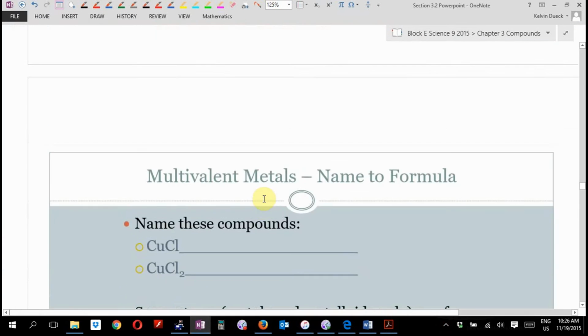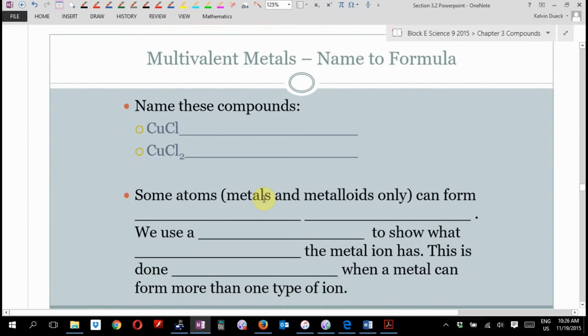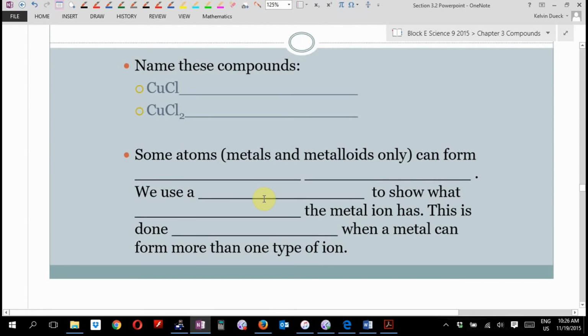So, if I said to you, name these compounds, copper chloride and copper chloride, but are they the same formula? We got a problem here. You see, it turns out copper and many, many other metals can form. So where it says name these compounds, just leave it blank. We're going to come back to it.